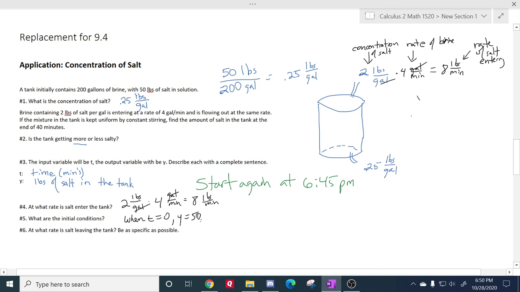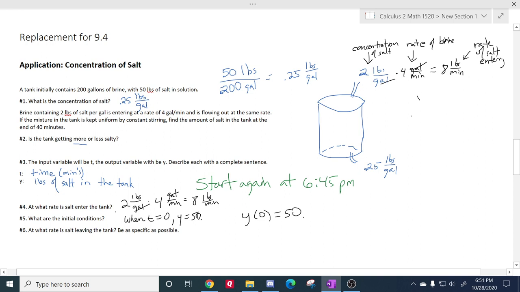That's the idea. It's usually not stated this way, though. Usually it's stated like this: y of 0 is equal to 50. Y is a function of time, depending on time, and then we have that. That's the initial condition. That's what we started with.